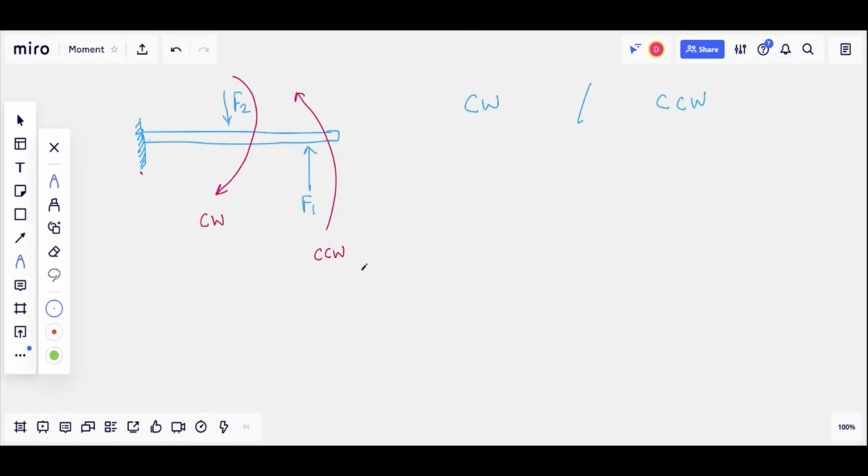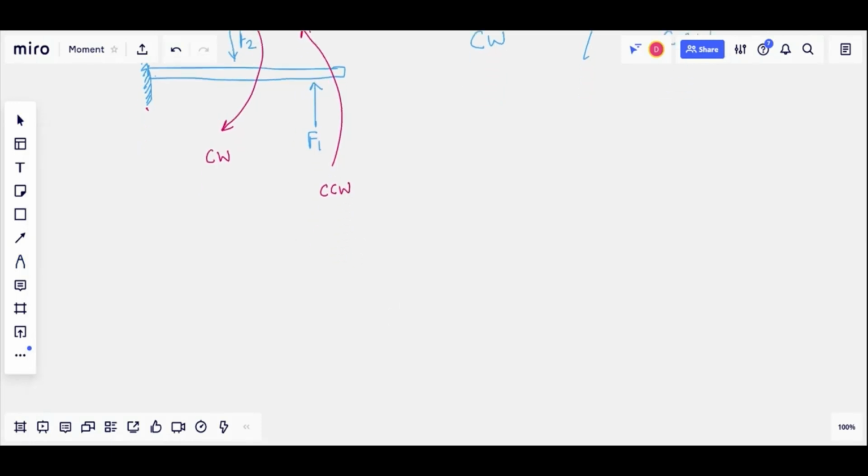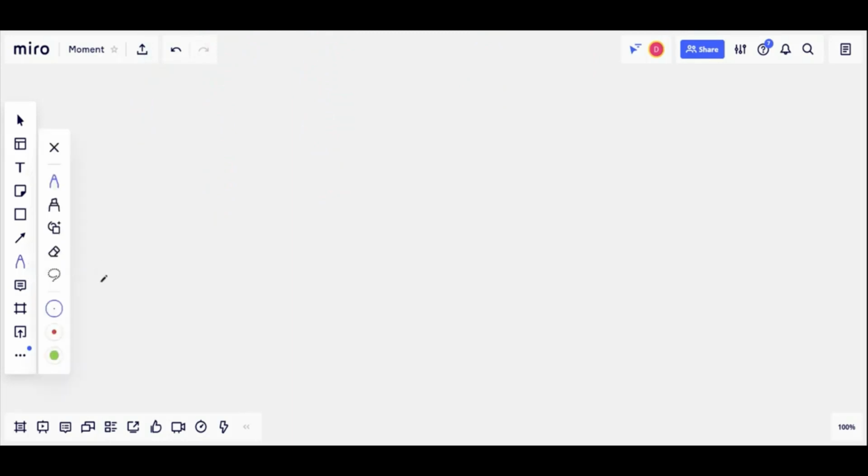So every moment has a direction. It is clockwise or anti-clockwise. And when we combine the two forces, let's say we have another example in which we have multiple forces acting on it. Let's say this is another door over here. This is the hinge. And let's say we have an F1 force acting over here, an F2 force acting over here, and an F3 force acting over here. And we are supposed to find the net moment.